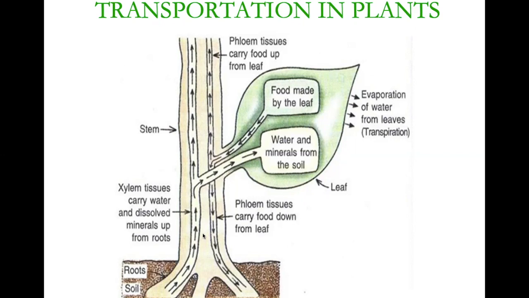To which places does the food go? It goes to the place where more metabolism is required, mainly the growing parts of the plant. That is the roots when they are growing, the stems that are growing, the leaves that are growing.